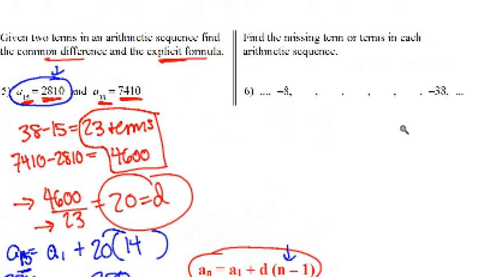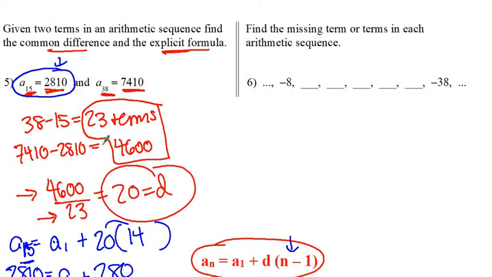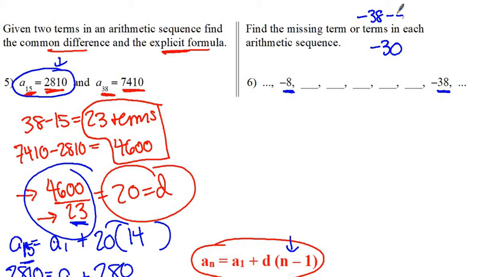All right, number 6, find the missing terms. This is very similar to what we did right here. We found out the distance we traveled divided by the number of terms. So first, what's the distance from negative 8 to negative 38? We're going negative 30. If you're not sure how we got that, negative 38 minus negative 8, that's another way of saying what's the difference, and that's equal to negative 30.